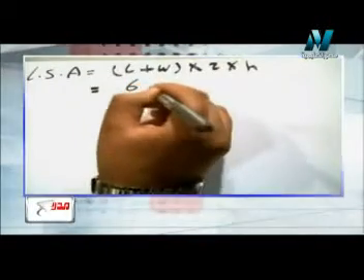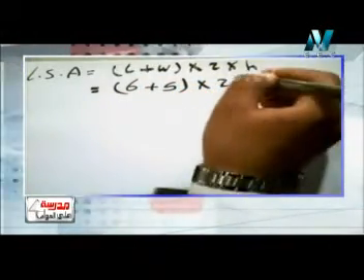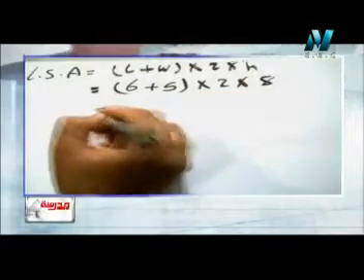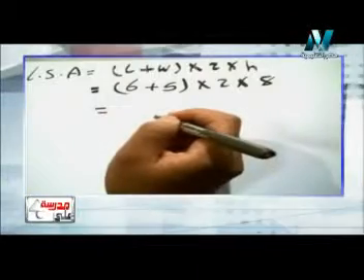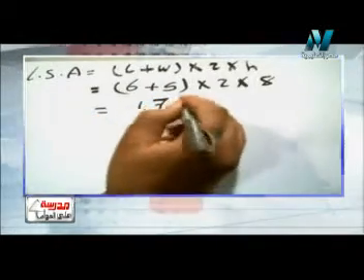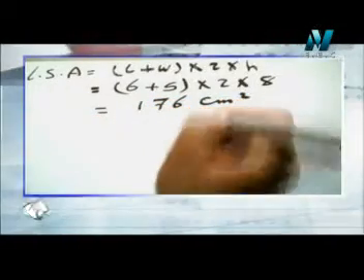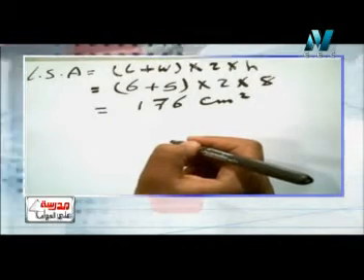The base has the shape of a rectangle, and the perimeter of a rectangle is length plus width between two brackets times 2. In the lateral surface area, we have 6 plus 5 between two brackets times 2 times the height, which is 8. We can use the calculator to find the result: 6 plus 5 times 2 times 8 equals 176 centimeter square. This is the lateral surface area of the cuboid.